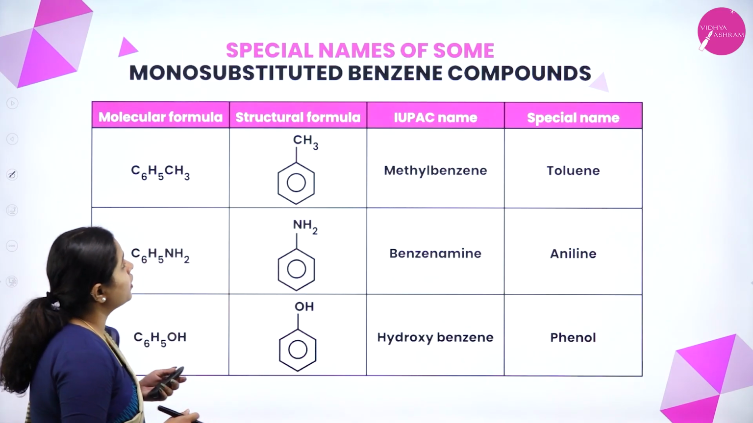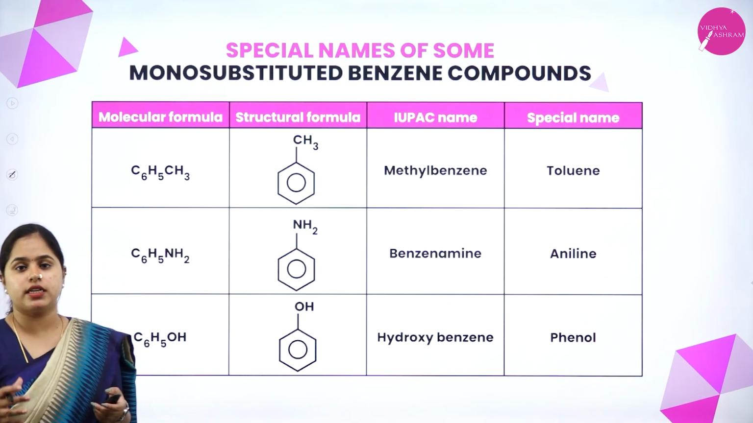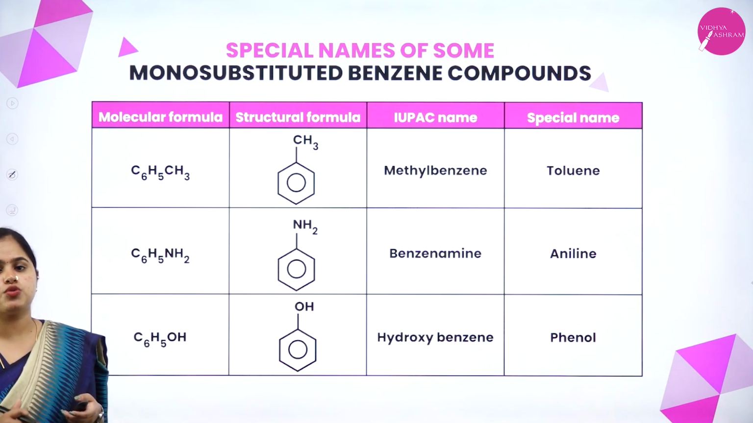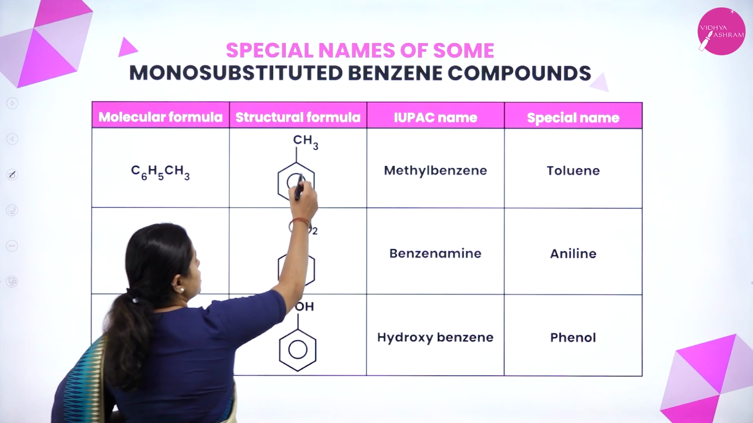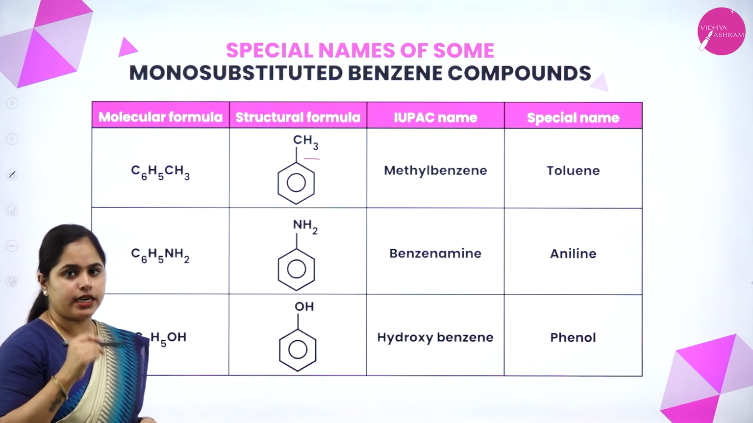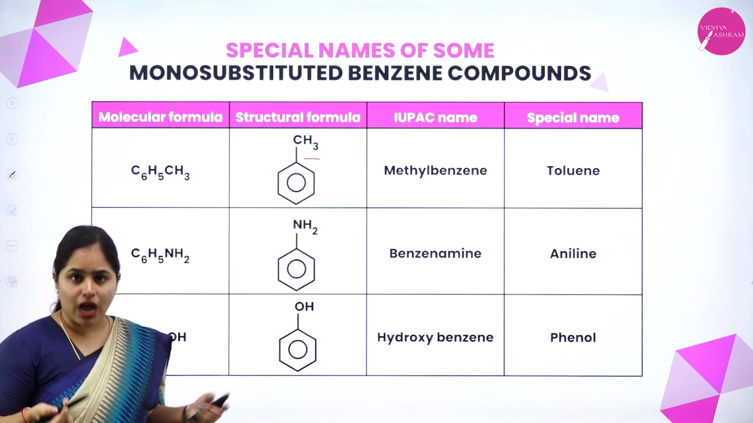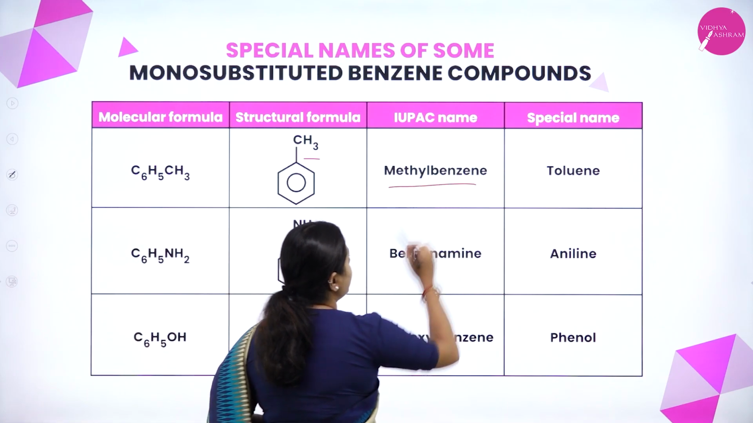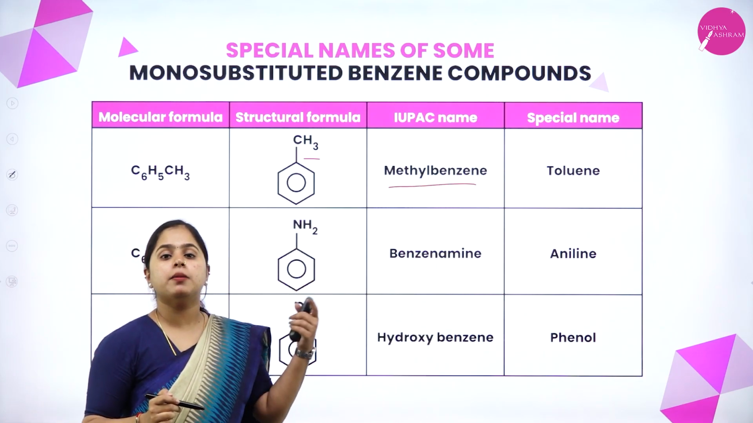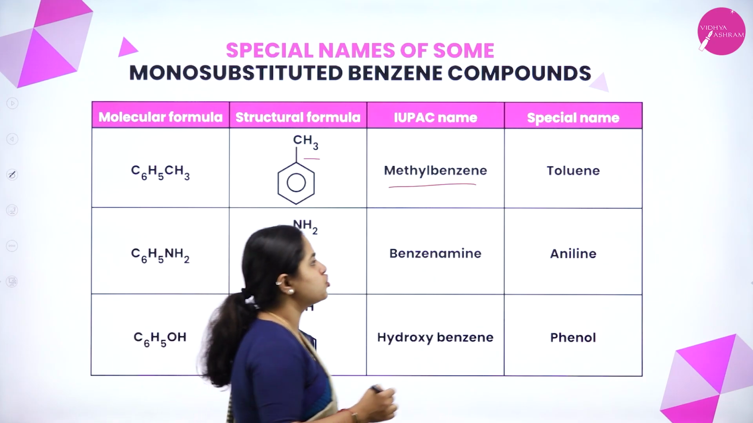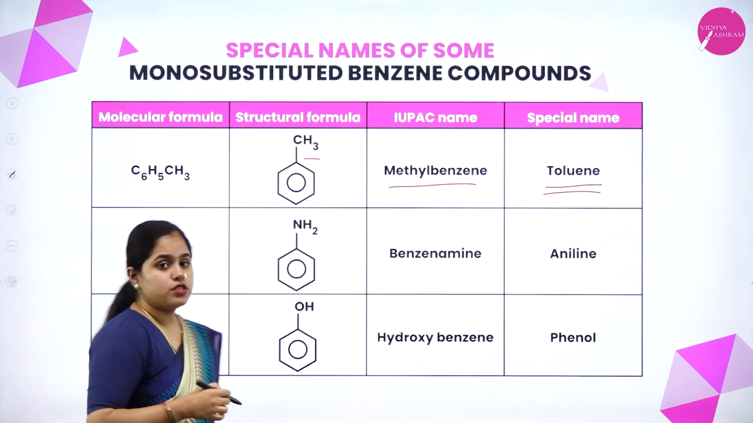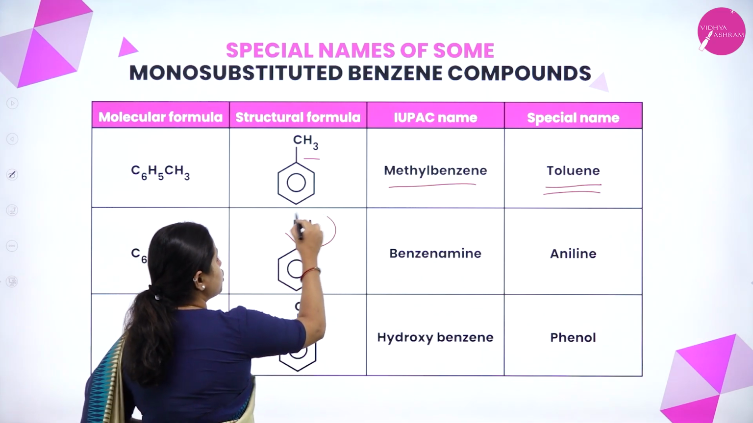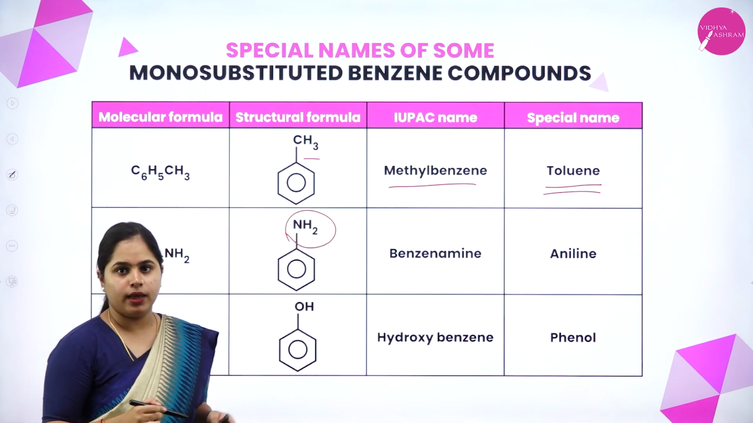Okay, so now moving on to some special names for certain monosubstituted benzene compounds. Right, so the first one is, yes, just now we discussed methyl is the derivative present on benzene. So the IUPAC name is methyl benzene. Yes, but methyl benzene can also be called toluene, which is a special name given to it, toluene, right? So the next one is NH2 group present on the benzene.